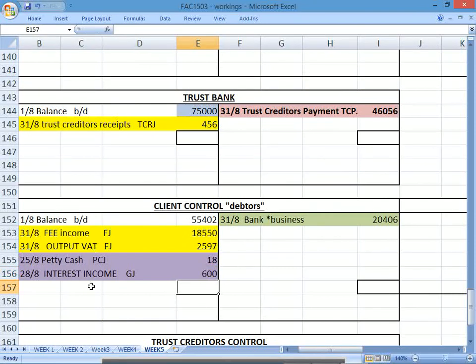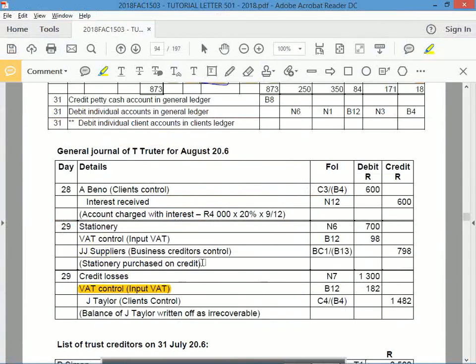So these are just other transactions that can affect your T accounts. Here we had stationery that was bought on credit. Stationery is a T account, so you would have debited the stationery, you would have debited the VAT, and you would have credited the creditors.